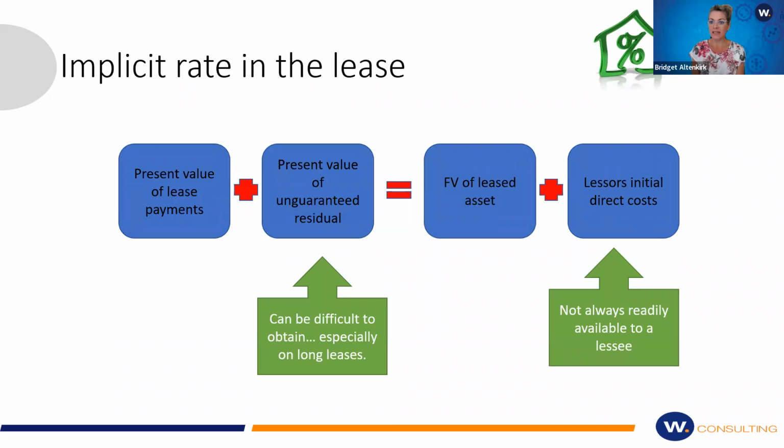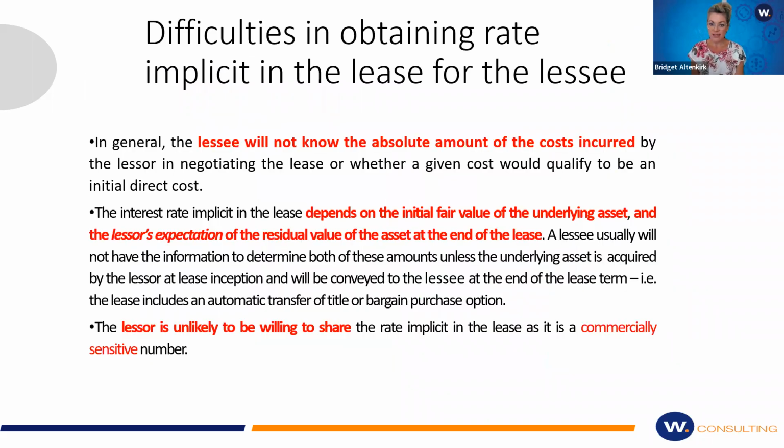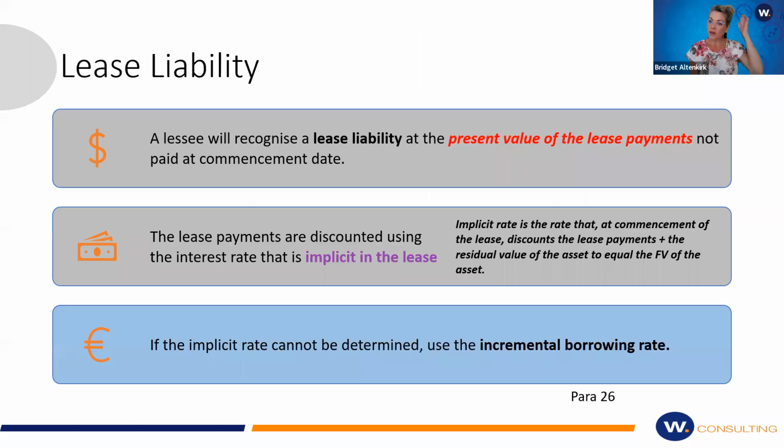They may not know what is the residual value at the end of the term. They may not know what is the fair value on day one. They may not know what is the initial costs that the lessor incurred on day one. So therefore, there could be cases where a lessee is not able to determine the rate implicit in the lease, because often they don't have access to the information, and it is unlikely that a lessor would give the lessee that information.